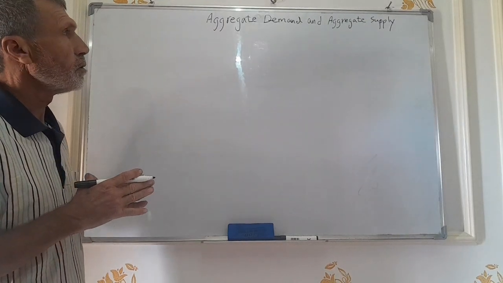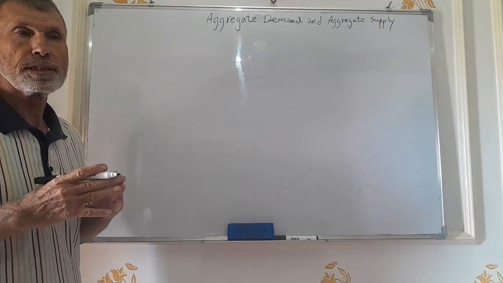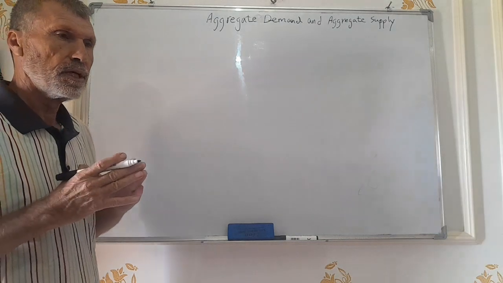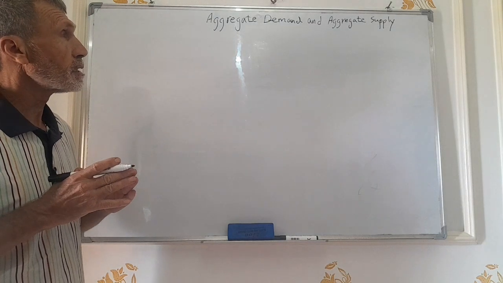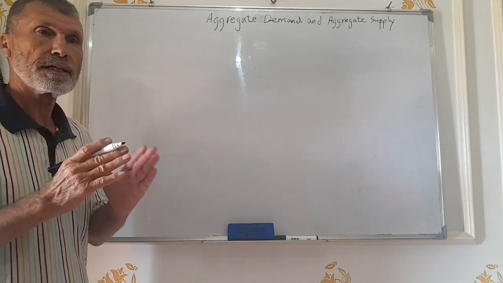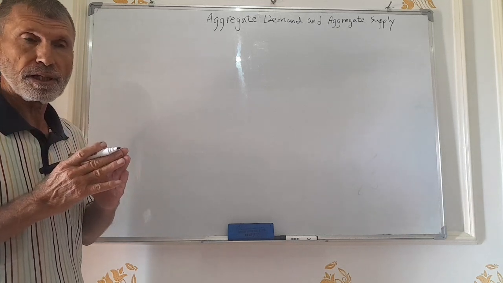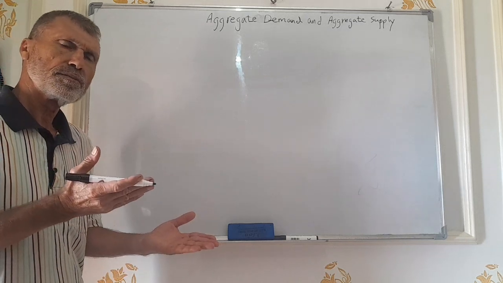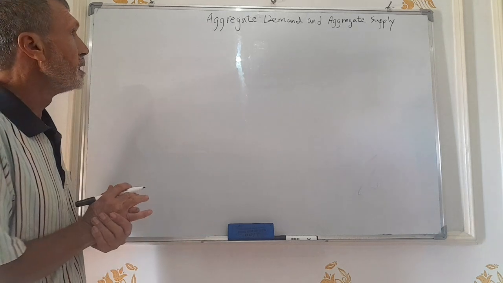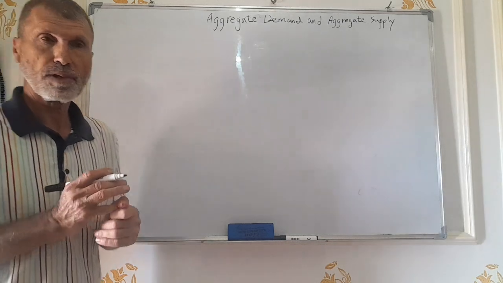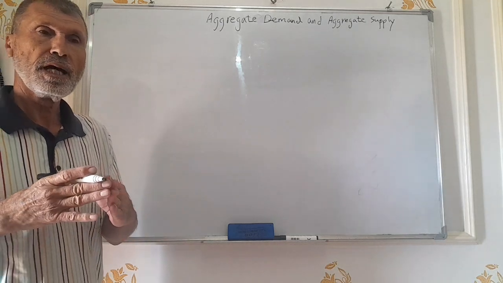Okay, now we will move to talk about, of course, the long-run aggregate supply curve. Here we're going to discuss the long-run aggregate supply. We're going to draw the long-run aggregate supply curve, and differentiate between short-run equilibrium and long-run equilibrium.